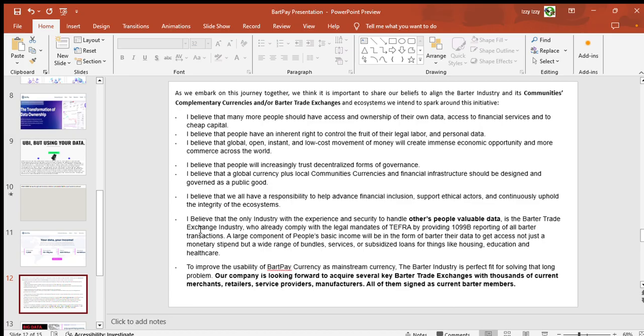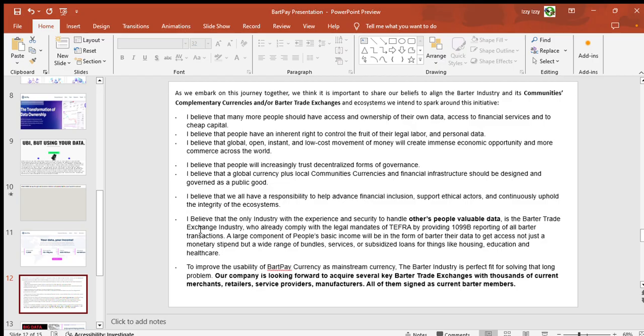We can include all the complementary and community currencies who already comply with all the legal mandates of TEFRA by providing 1099 reporting of all barter transactions. A large component of people's basic income will be in the form of bartering their data to get access not just to a monetary stipend, but a wide range of bundles, services, and subsidized loans for things like housing, education, and healthcare. To improve the usability of BartPay currency as mainstream currency, the barter industry is a perfect fit for solving that long-standing problem.